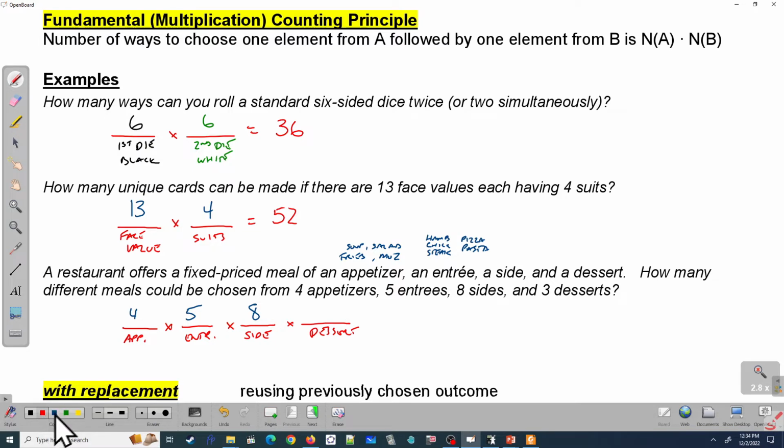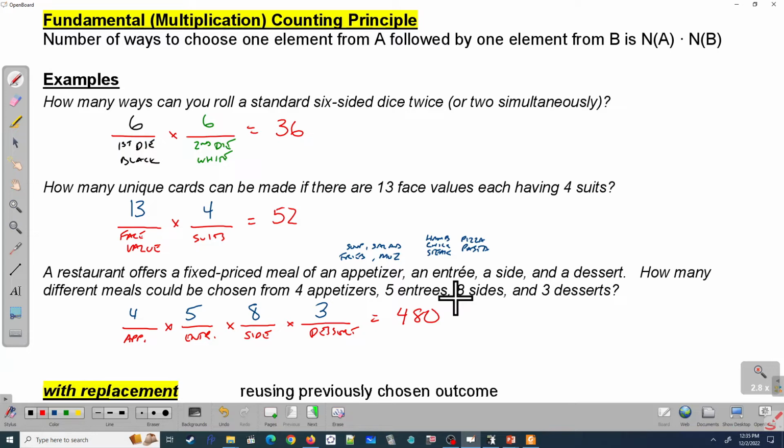Well, instead of having to write all those possibilities out, I could have just gone 4 times 5 times 8 times 3 and come up with 480 different possible meals for this particular fixed priced meal special.